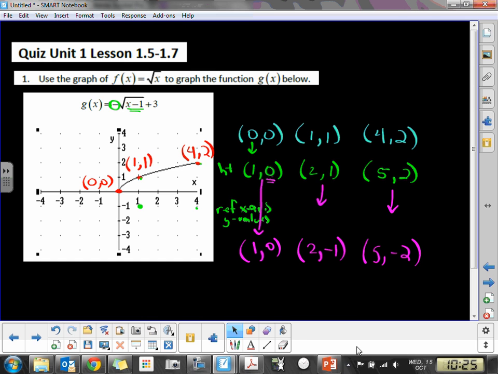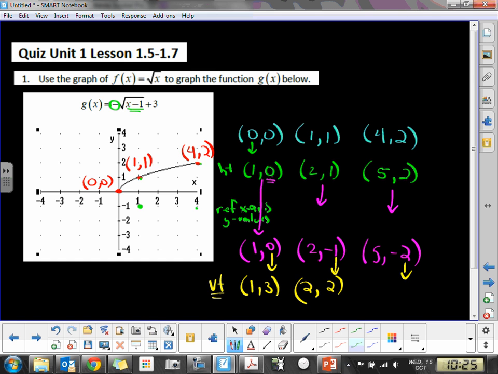And now we're going to do the final thing. We're going to do our vertical translation, and vertical only impacts the y's. So now the ordered pairs are going to get changed only on the y values. And this time we want to go up 3. So it's going to be 1, comma, 3. 2, comma, go up 3, we're up now to a 2. I'm going to go up 3 here, and if we go up 3, it's going to be 5, comma, 1. These are the ordered pairs that we're going to graph on our grid.